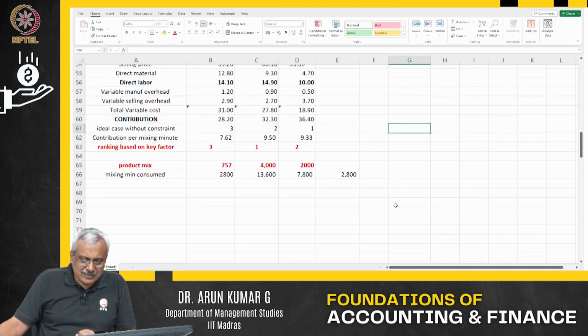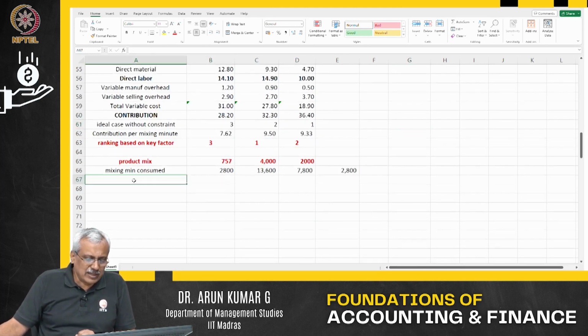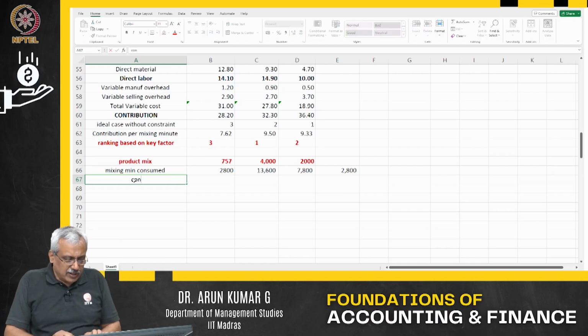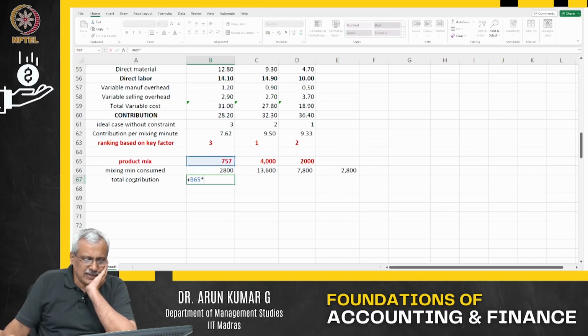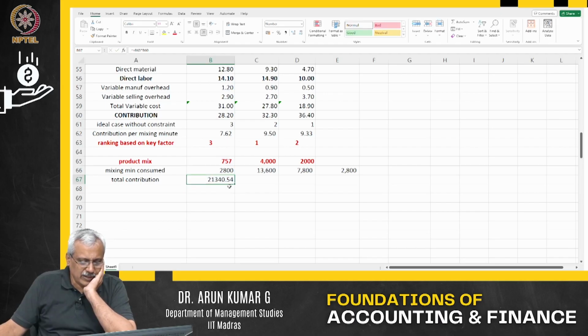You can ask, sir, what is the maximum profit contribution? The total contribution is going to be this into the contribution per unit. This is what I basically got, and I am going to look at this contribution in all these cases, and the total contribution is going to be the sum of all three put together.